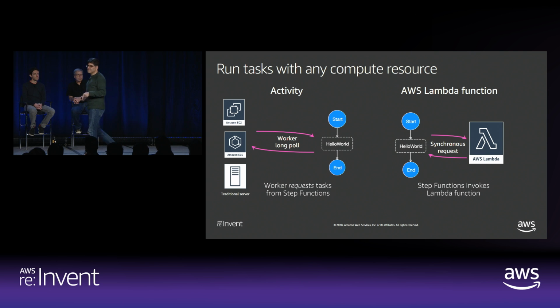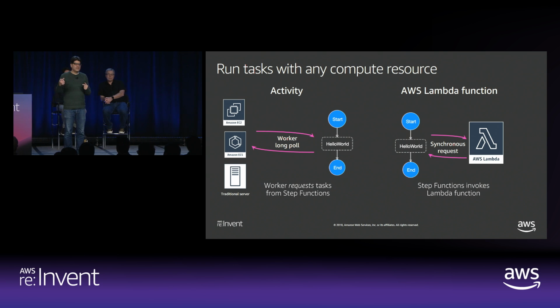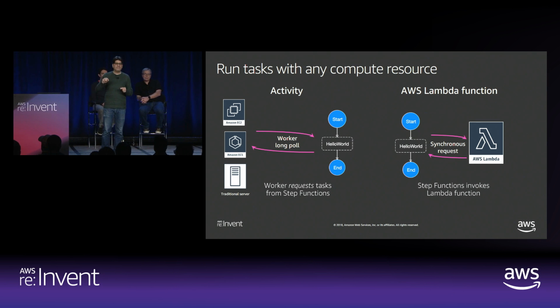Now, the other type of task is a Lambda task. And in this case, the behavior is a little bit different. When Step Functions transitions into a task state that is calling a Lambda function, Step Functions will synchronously call that Lambda function for you in your account, pass it the payload, wait for the Lambda function to complete, and Lambda will return a result back to the state machine. It'll process that output and move on to the next step in the workflow. And as maybe you've heard, Lambda functions now run up to 15 minutes, so this is a way to do tasks that take up to 15 minutes at a time. And you can compose workflows out of both of these things.